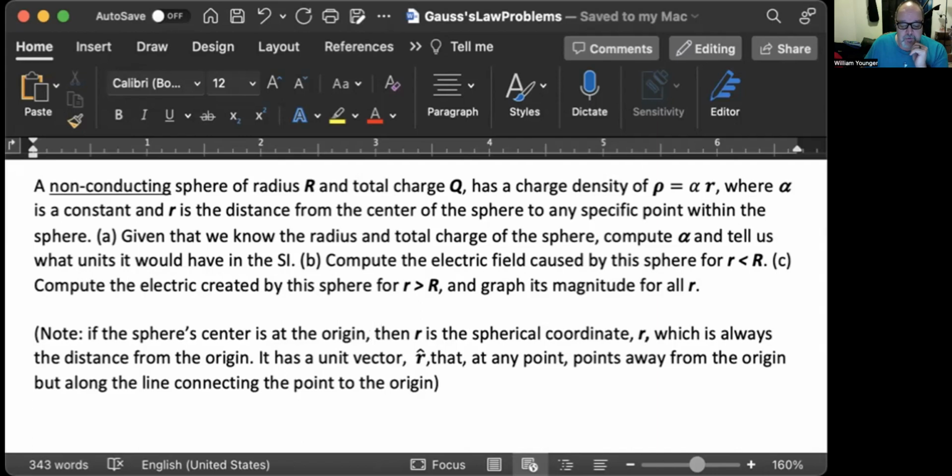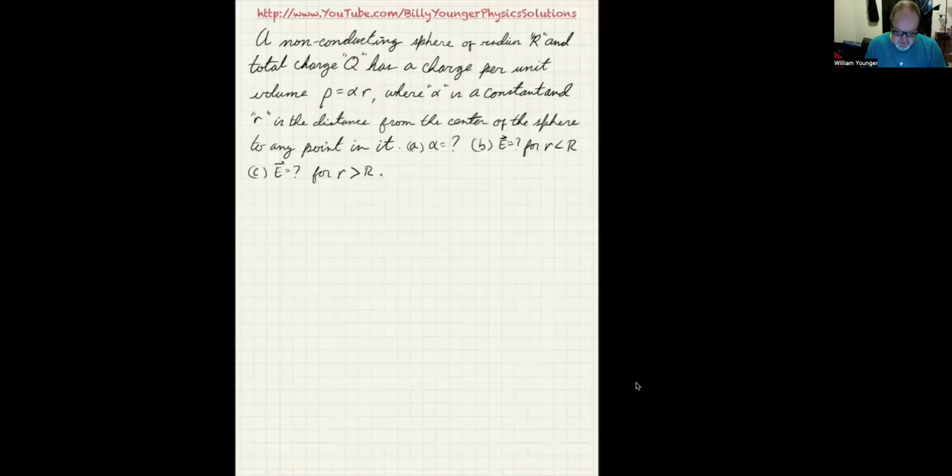iPad GoodNotes. So let's stop this share and let's begin sharing my iPad. So I'm going to share my iPad document, which you can see now. And okay, hold on, it just stopped again. Let me fix that.